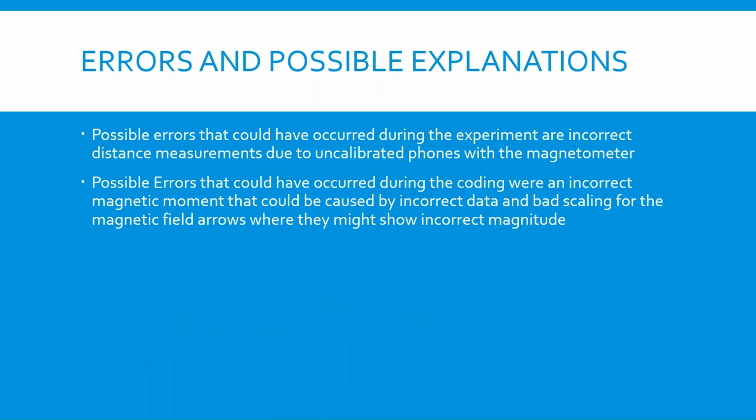Errors and possible explanations. Possible errors that could have occurred during the experiment are incorrect distance measurements due to an uncalibrated phone with the magnetometer. And possible errors that could have occurred during the coding were an incorrect magnetic moment that could be caused by incorrect data and bad scaling for the magnetic field arrows where they might show incorrect magnitude.